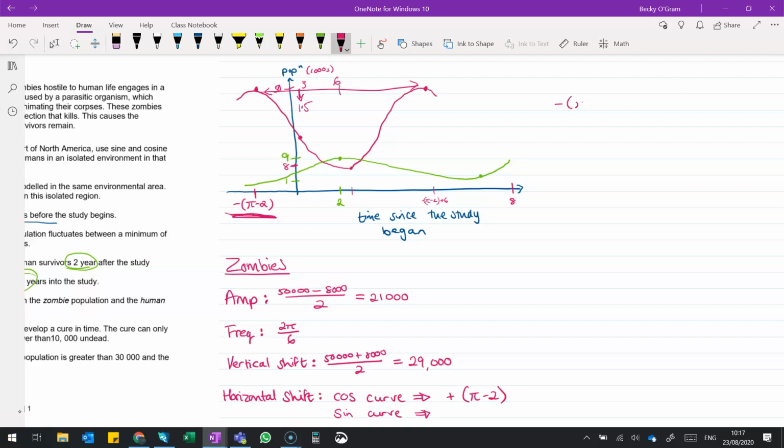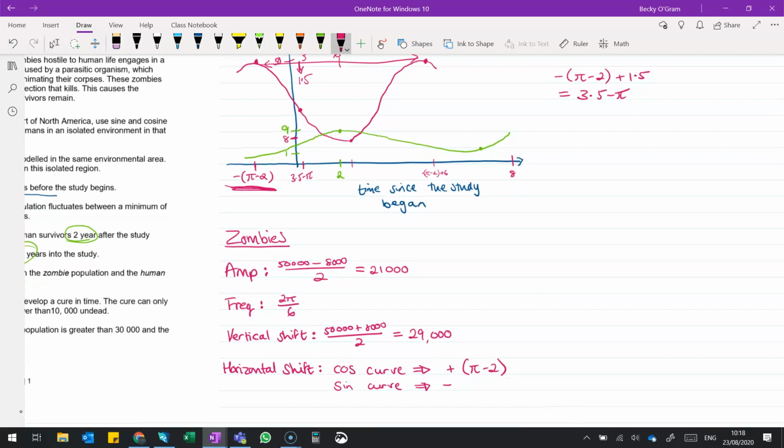So that means we're talking about minus pi minus 2 plus 1.5, which simplifies to 3.5 minus pi. So this point on the curve here would be 3.5 minus pi. Therefore our sine curve will have a right shift of 3.5 minus pi.